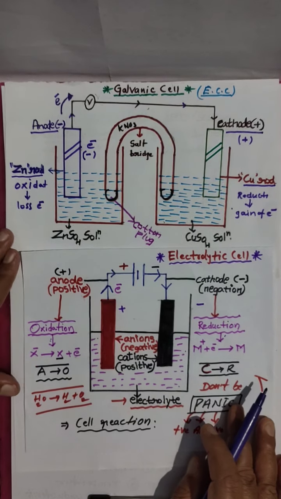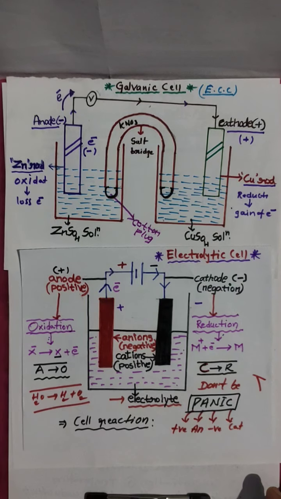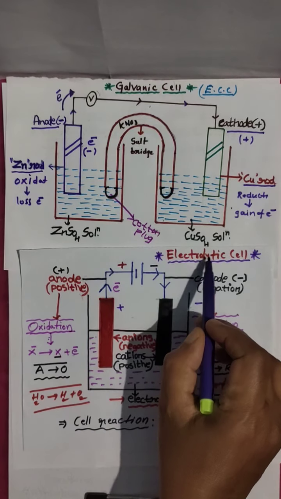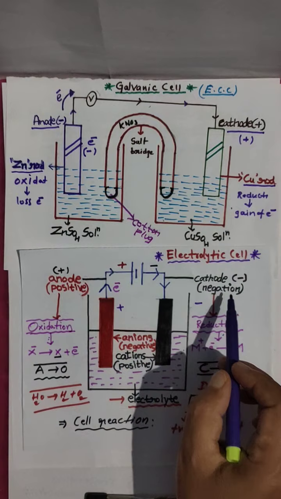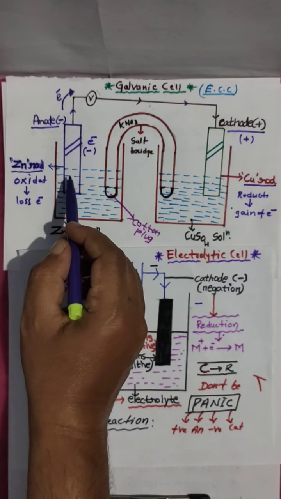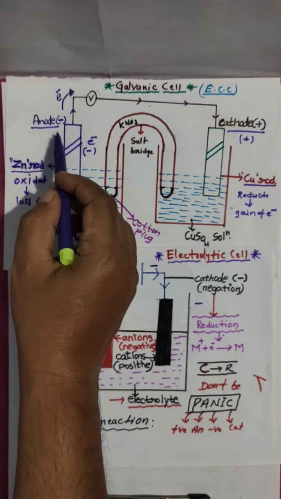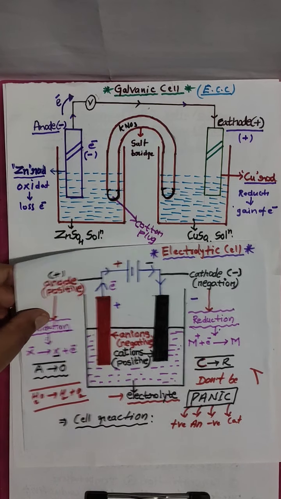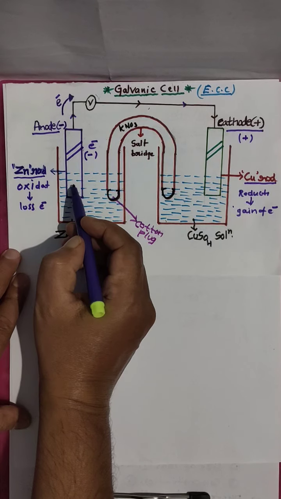So that is the difference between electrochemical and electrolytic cells. Is it clear? I think so. In an electrolytic cell, we are using a battery. That's why anode positive, cathode negative. In a galvanic cell, we are not using a battery. And on the oxidation side, electrons are lost and electron density is more. That's why anode negative, cathode positive. That is the major difference. Clear? Next.